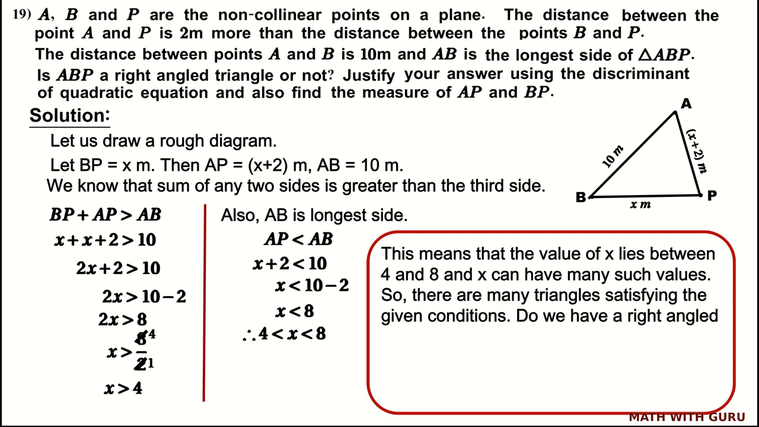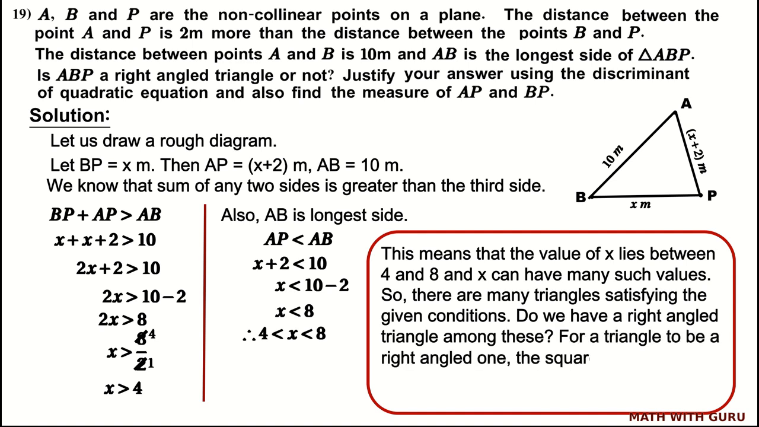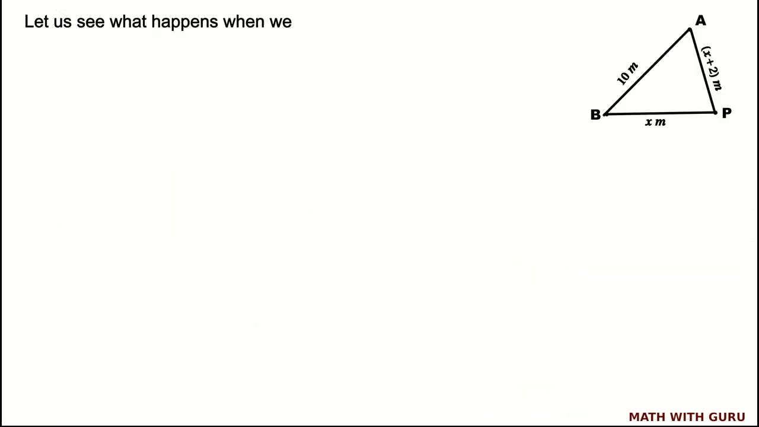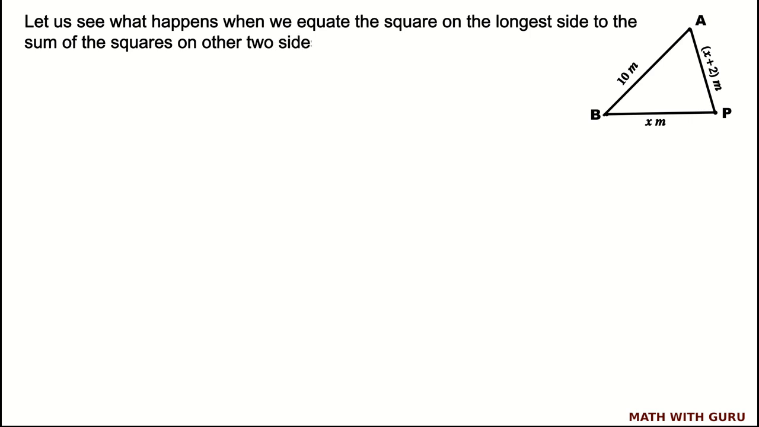Do we have a right angled triangle among these? For a triangle to be a right angled one, the square on the longest side must be equal to the sum of squares on the other two sides. Let us see what happens when we equate the square on the longest side to the sum of the squares on the other two sides. AB squared equals AP squared plus BP squared. 10 squared equals (x plus 2) whole squared plus x squared.